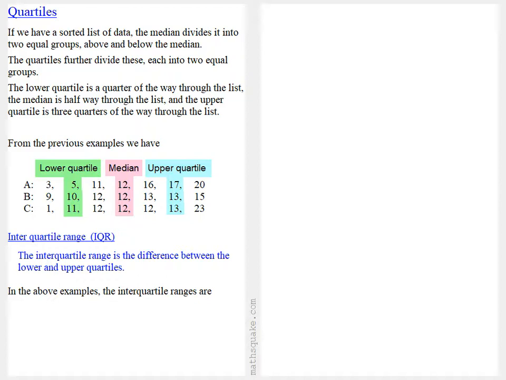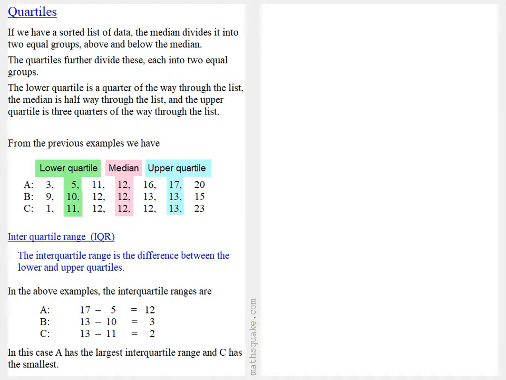So in the above examples, in group A, the lower quartile is 5 and the upper quartile is 17. So the interquartile range is 17 minus 5, which is 12. In group B, the lower quartile is 10 and the upper quartile is 13. So the interquartile range is 13 minus 10, which is 3. In group C, the lower quartile is 11, the upper quartile is 13, and so the interquartile range is 13 minus 11, which is 2. So in this case, A has the largest interquartile range and C has the smallest.